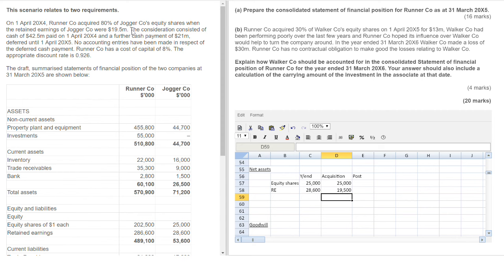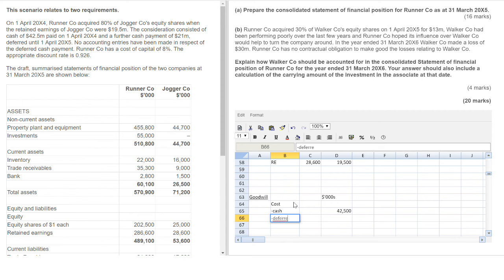It then goes on to tell me a bit about goodwill. It says the consideration consisted of $42.5 million paid on the 1st of April X4. So that's a nice easy start, isn't it? To what you've got for your goodwill. So you've got your cash consideration of 42,500. There we go. It goes on to tell me about a future cash payment. So I'm like, yeah, there's going to be some deferred cash. I'm like, thanks, but no thanks. Okay, we will leave that for the time being.